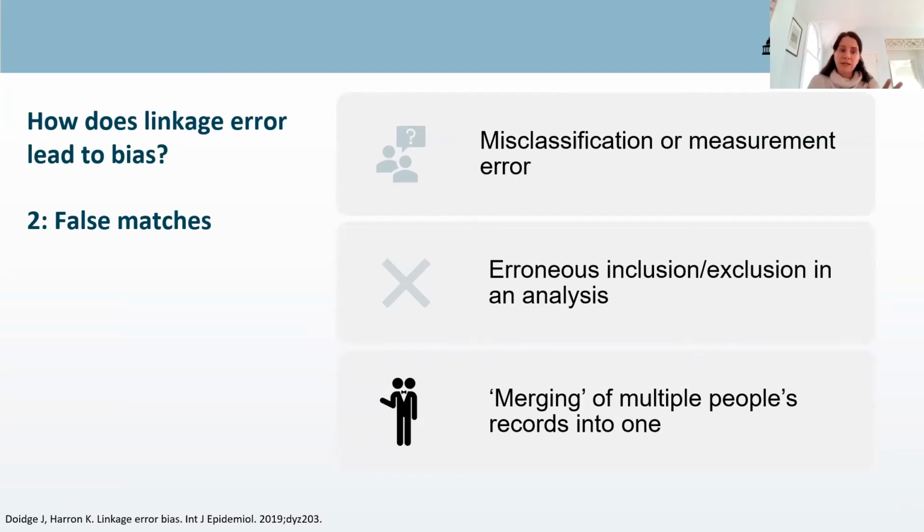So I've talked about mismatches. Now false matches, they can have very similar consequences, but perhaps in different directions. So misclassification or measurement error, erroneous inclusion or exclusion from an analysis, and then the opposite problem to splitting, where we merge multiple people's records into one.